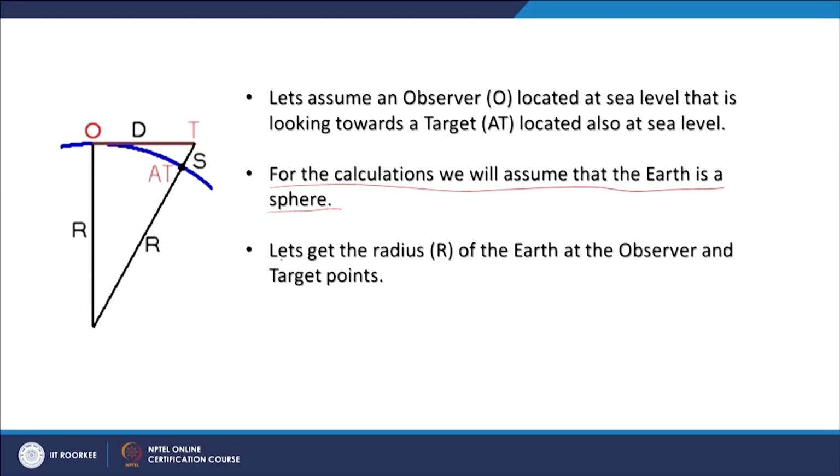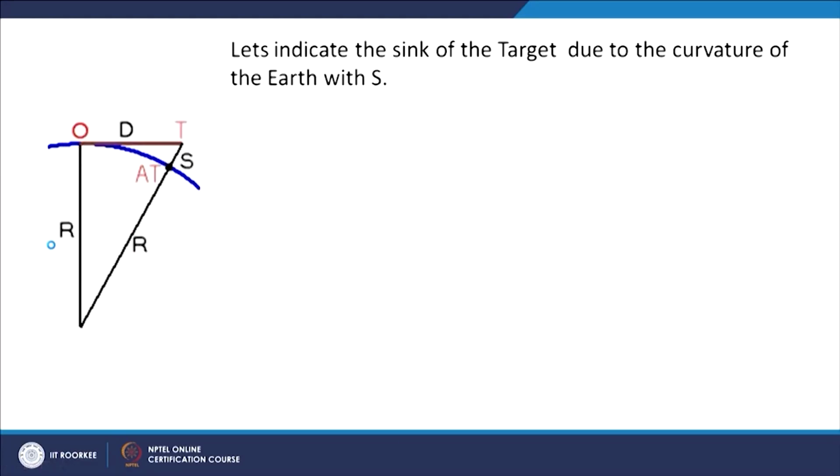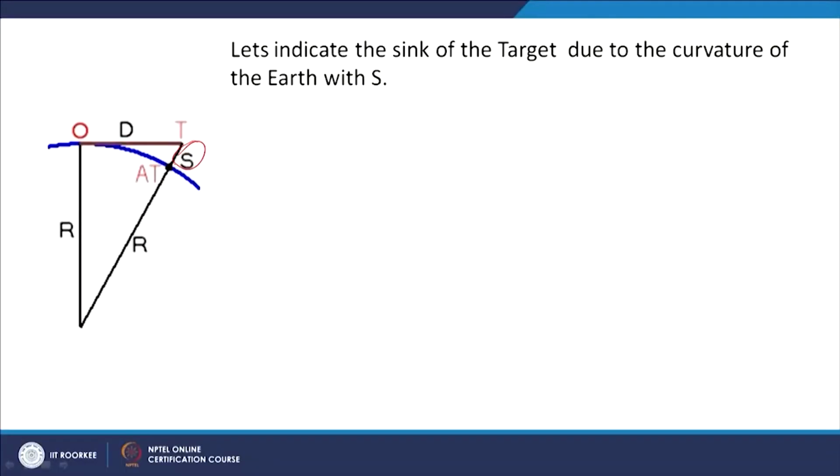Let us take the radius R of the earth, the observer and target locations, and the radius at the target will intersect the tangent of the observer at point T, as shown here. So, this is the observer, this is the target, this is the curvature of the earth, and obviously these are the radii. Let us indicate the sink of the target, this one, S, which is due to the curvature of the earth. So, from that location the target may not be visible, though we are projecting here in a straight line.